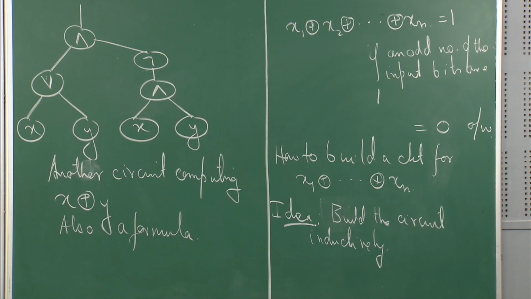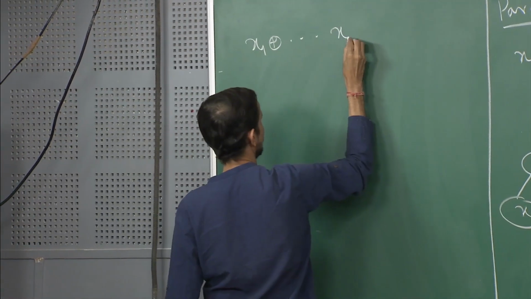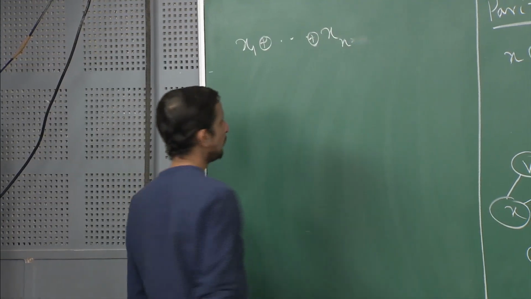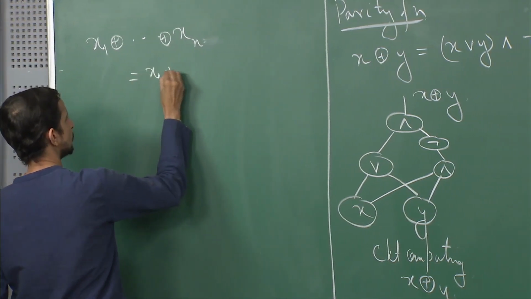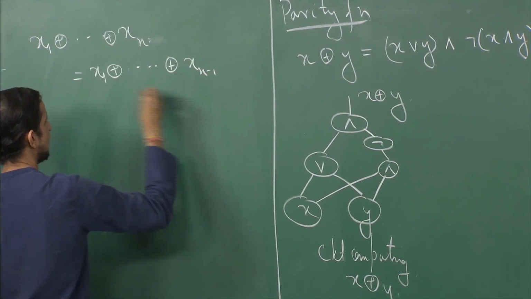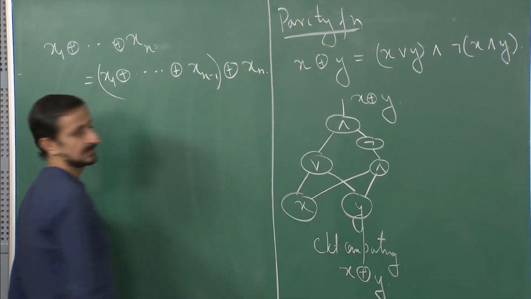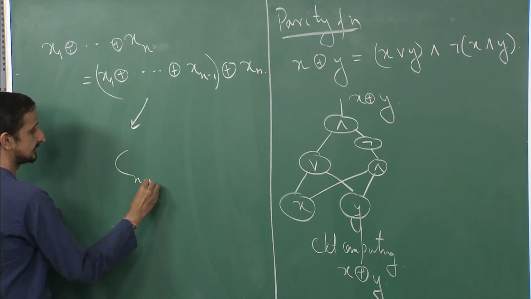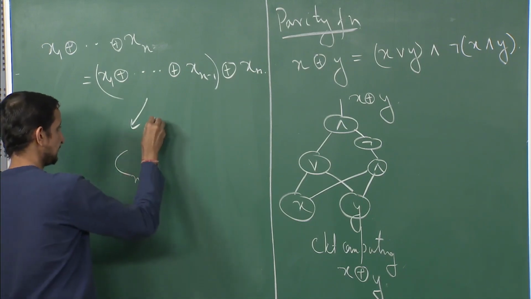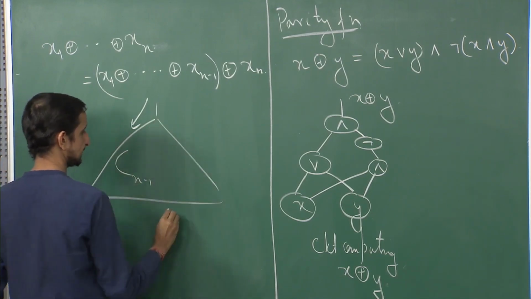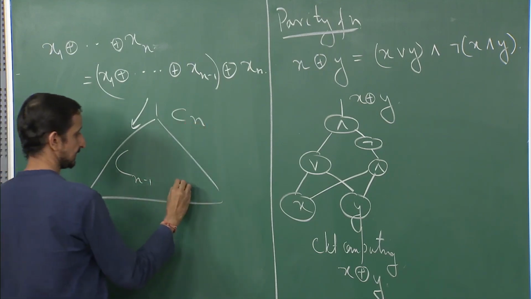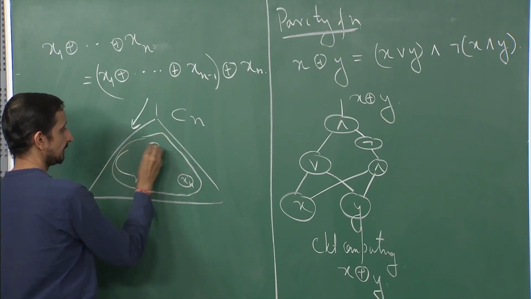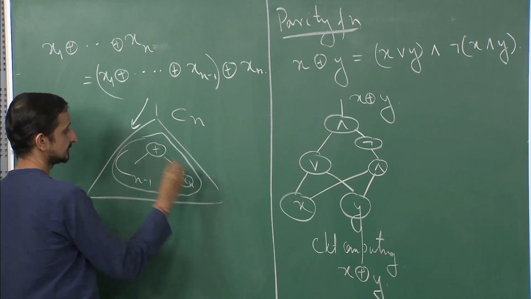What we mean is that suppose I have a circuit for x1 up to xn minus 1. Let me put it this way: parity of x1 up to xn is the same as parity of x1 up to xn minus 1 with xn. Now, suppose I already have a circuit for this. Let me call it Cn minus 1. Now, I build a circuit Cn, which takes the circuit Cn minus 1 and the single variable xn, and builds a circuit using this and this.